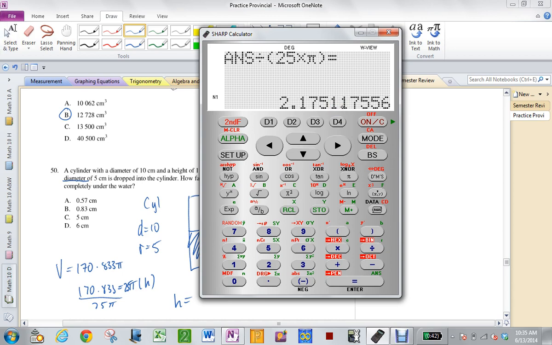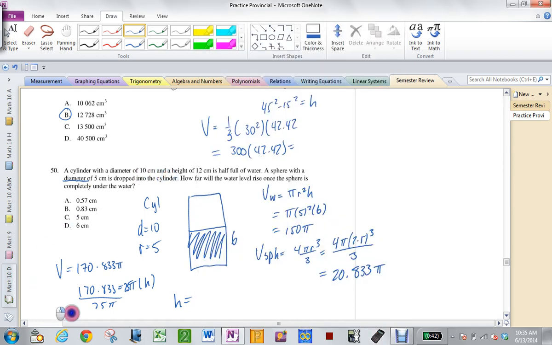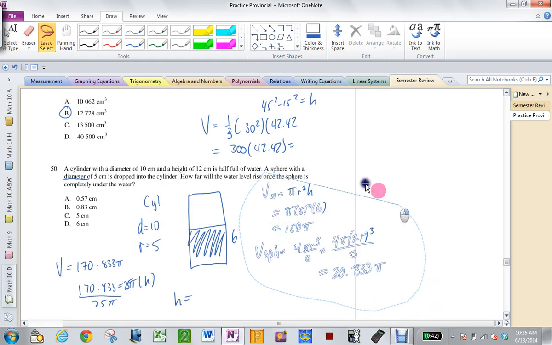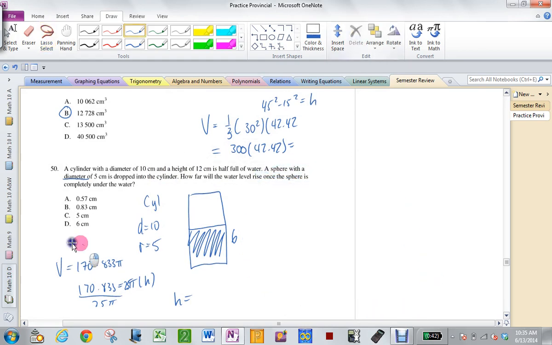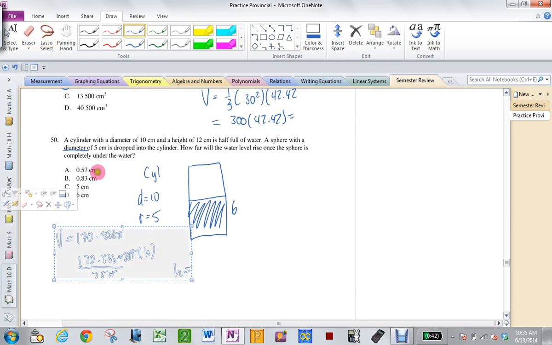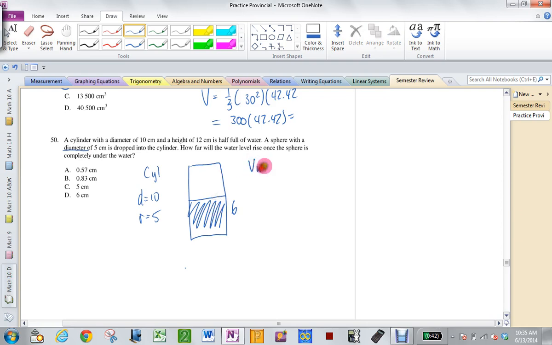So I have made a mistake here, guys. Let's have a look at this situation. What have I done? We're going to erase this all and see what I did. So our cylinder at the beginning: our radius is 5, our height is 6. Our volume of water is still pi r squared h, which is pi times 5 squared times 6, which is still 150 pi.